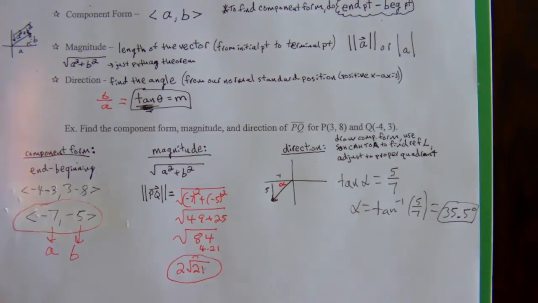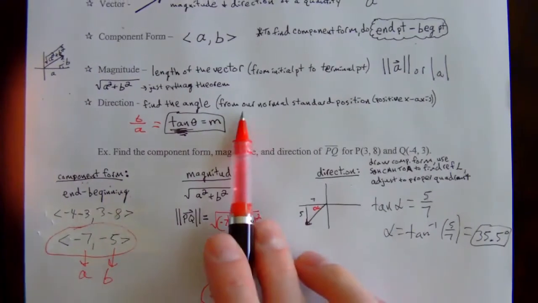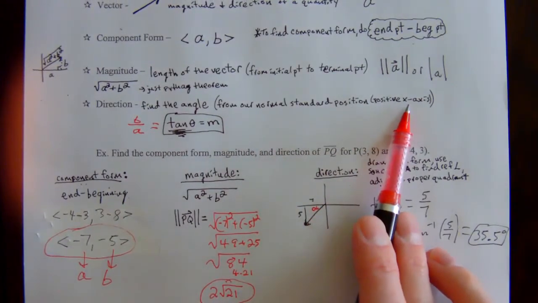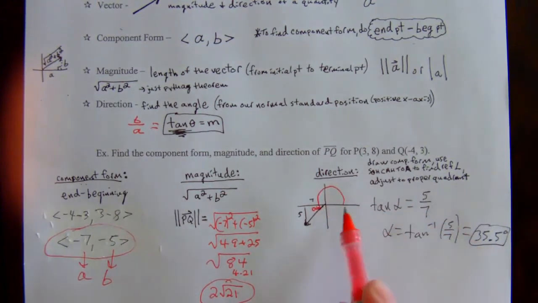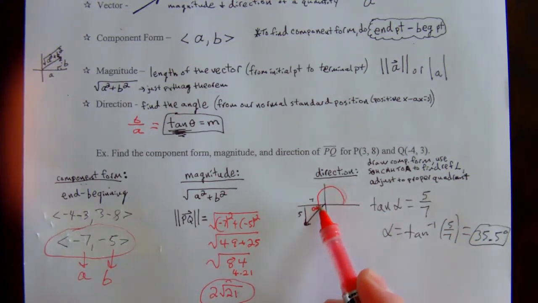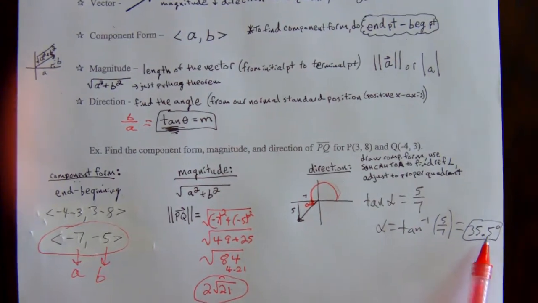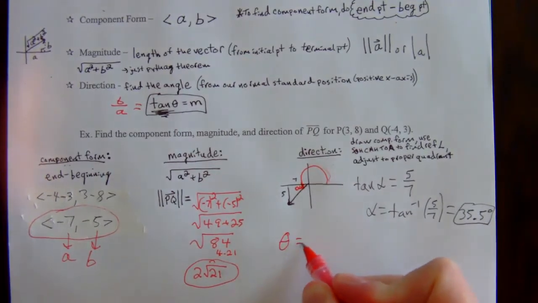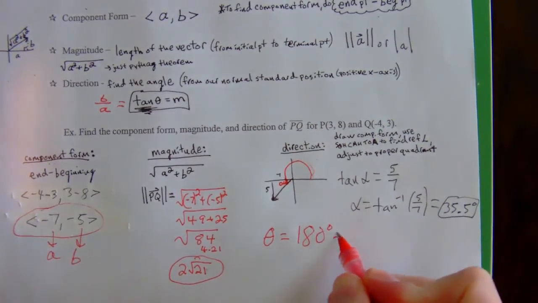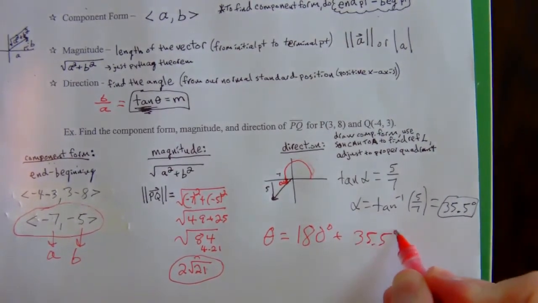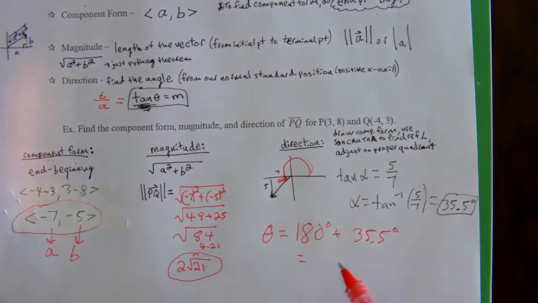But what we ultimately need to find, your direction, is always from your normal standard position, that positive x-axis, like we're used to measuring angles. I want to know what this angle is all the way around. If I go from here to here, if I stop right here, that's 180 degrees, but I went an additional 35.5 degrees. So my actual direction, I'll call that theta all the time, is going to be 180 degrees plus that 35.5 degrees, and that's going to give us 215.5 degrees. That's how you obtain that direction.